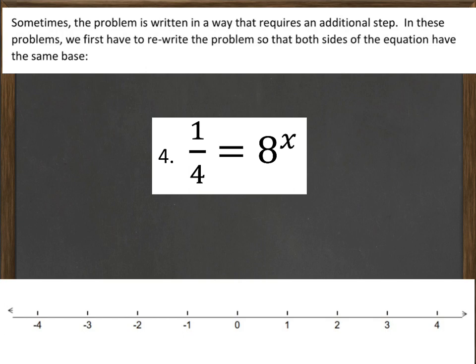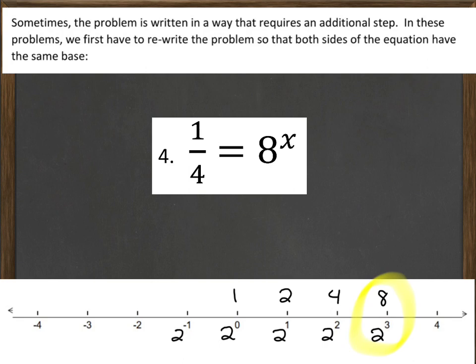Okay, the answer is the base of 2, and I'll show you why. 2 to the 0 power is 1. 2 to the first power is 2. 2 to the second power is 4. 2 to the third power is 8, right? So now we have one of the values that we need.